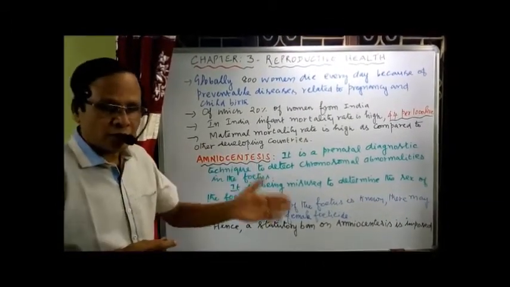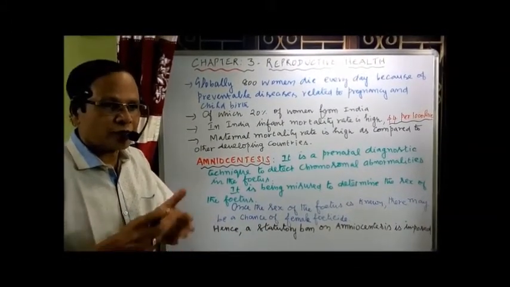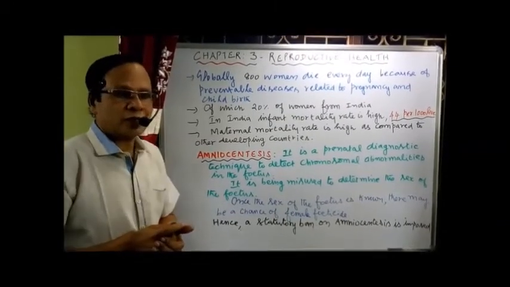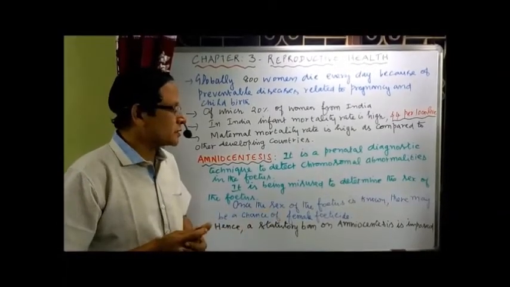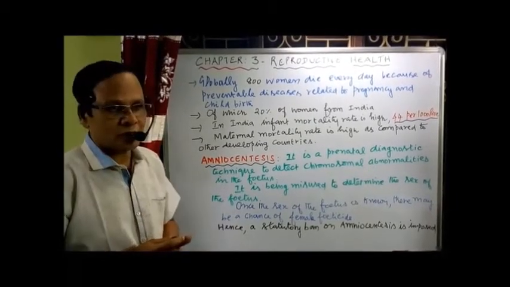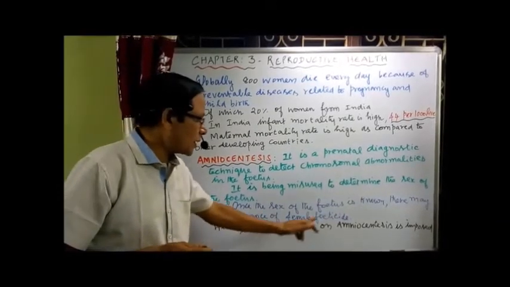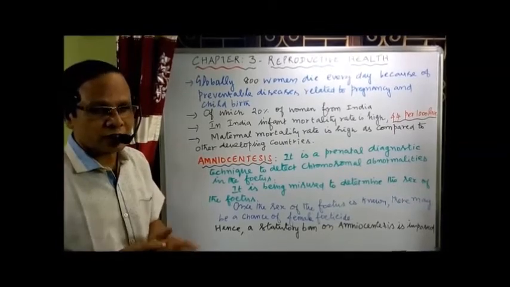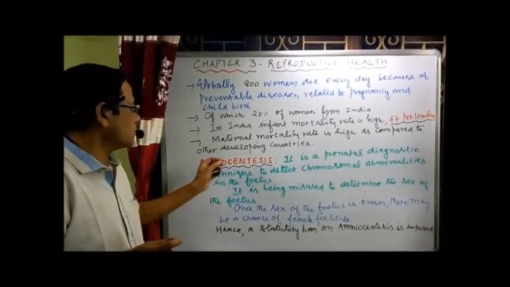Once the sex of the fetus is known, there may be a chance of female feticide. If it is a female fetus, then feticide is being done. That's why the government has taken a step, and a statutory ban on amniocentesis is imposed to prevent such abnormalities. So a statutory ban on amniocentesis is imposed to prevent female feticide or female infanticide. That's about what is amniocentesis.